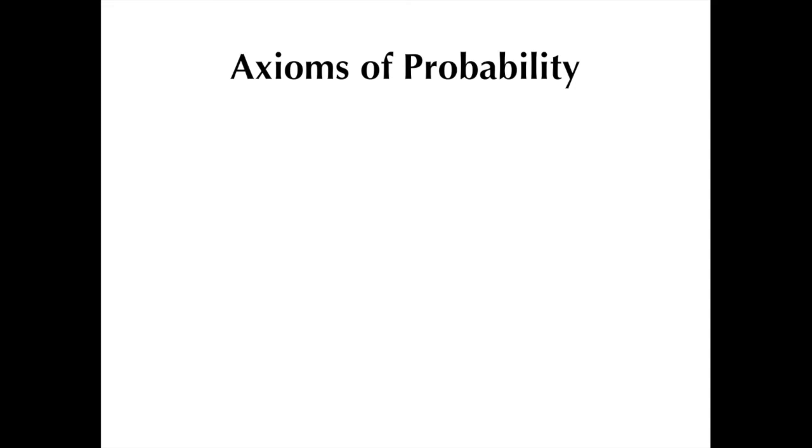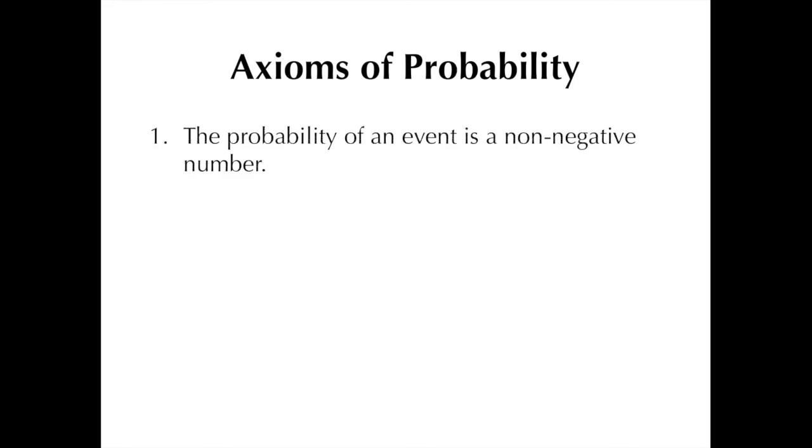Now, there are actually three axioms of probability. It was the Russian mathematician Andrei Kolmogorov who formulated these axioms. The first axiom states that the probability of an event is a non-negative number. The smallest probability that can be is 0, and the largest probability that can be is 1. And it can never be negative or infinite. But of course, there are infinite possibilities between 0 and 1.